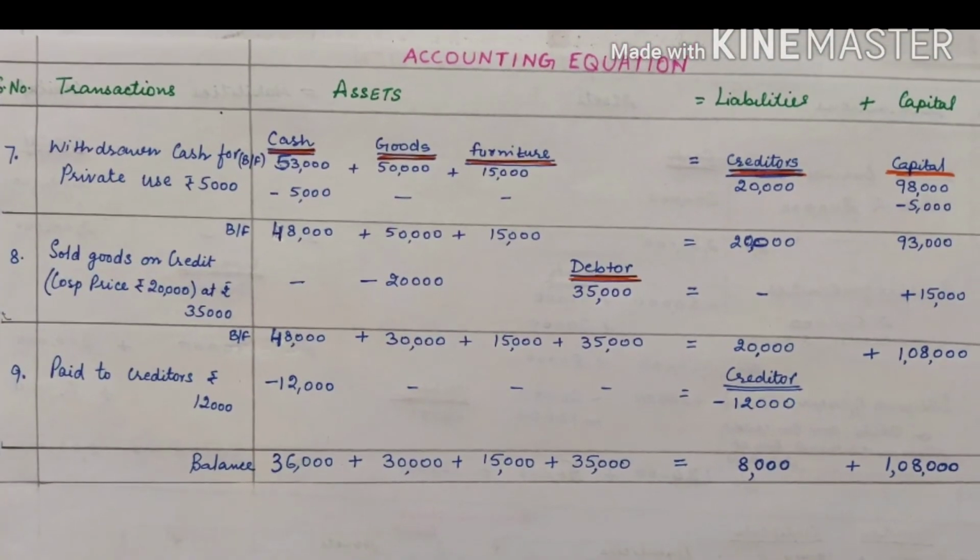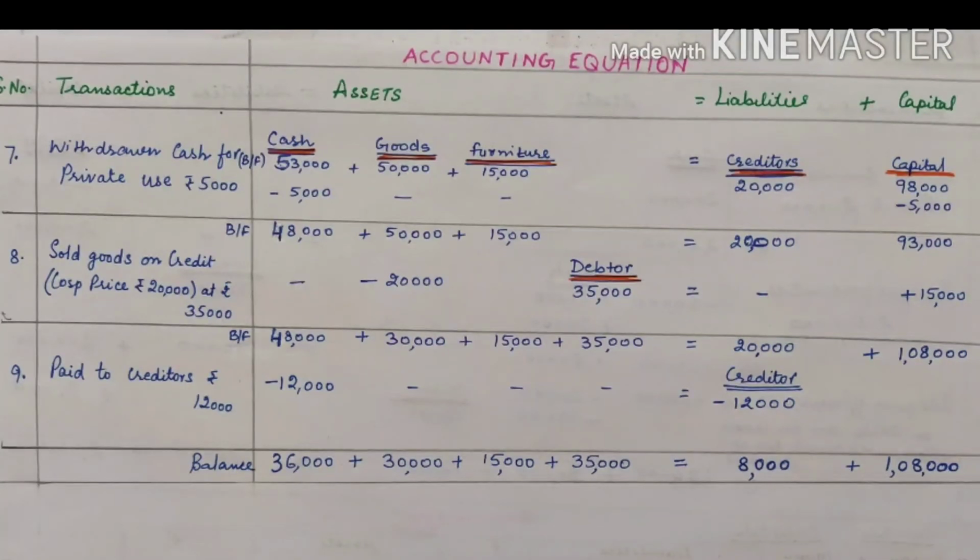Withdraw cash for private use rupees 5,000. Here we are withdrawing cash. Withdrawing something from the business is called drawing. Drawings are made in the form of cash. So the impact on the accounting equation will be that on one side cash is reduced due to drawings. On the other hand, drawings also reduce the amount of capital.